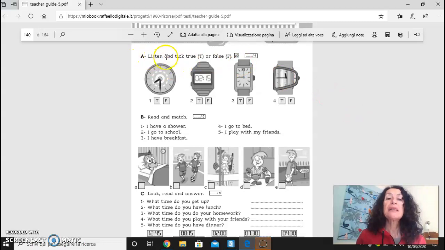A. Listen and tick true or false. Number 1. What time is it? It's 8:30. Number 2. What time is it? It's 2:45. Number 3. What time is it? It's 6 o'clock. Number 4. What time is it? It's 11:15.